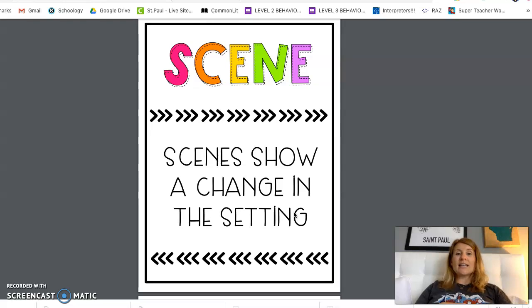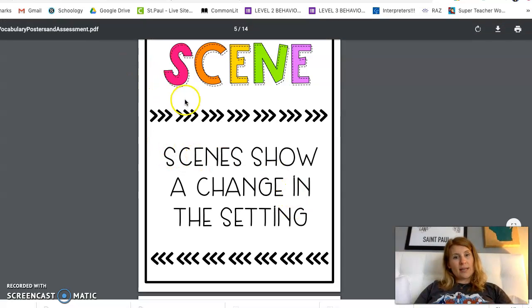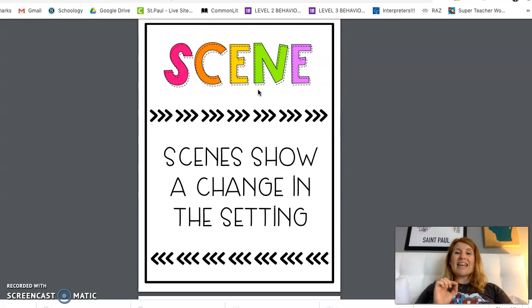The next word is the word scene. Say that with me. Scene. You'll notice it has an S and a C. Together, S and C make S, like in the word science. A scene shows a change in the setting. So when we are reading our play this week, we will start Romeo and Juliet. You will notice the scenes will change. We'll be in one setting. For example, we'll be at a party in one scene. And then later we will be in a church, and that will be another scene. Scenes show when the setting changes.